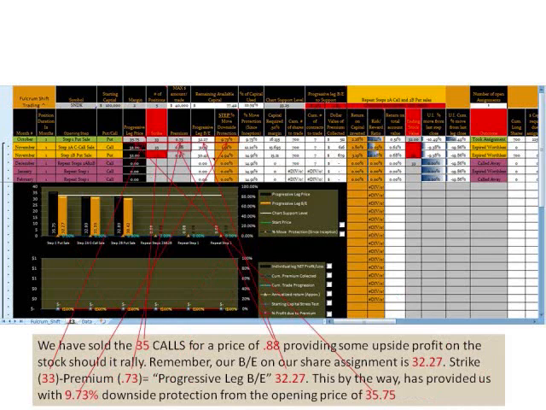We have sold the 35 calls for a price of 88 cents, providing us some upside profit on the stock should it rally. Remember, our break-even on our share assignment is $32.27. This is generated by taking the strike of 33 minus the premium we received of 73 cents, which gives us our progressive leg break-even of $32.27. This, by the way, has provided us with 9.73% downside protection from the opening price of $35.75.